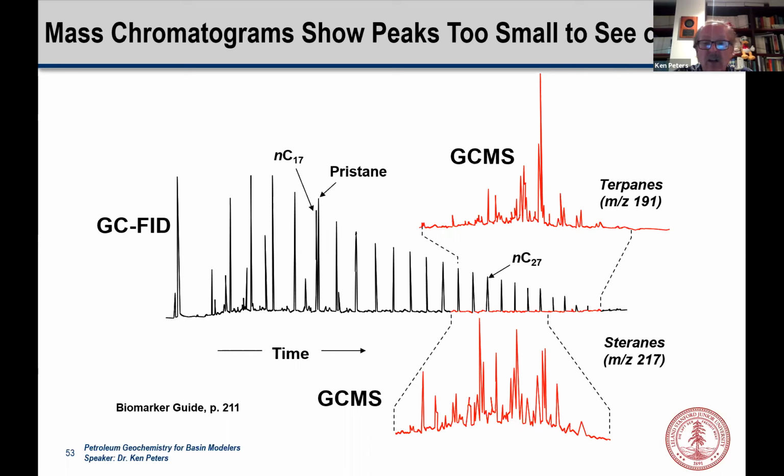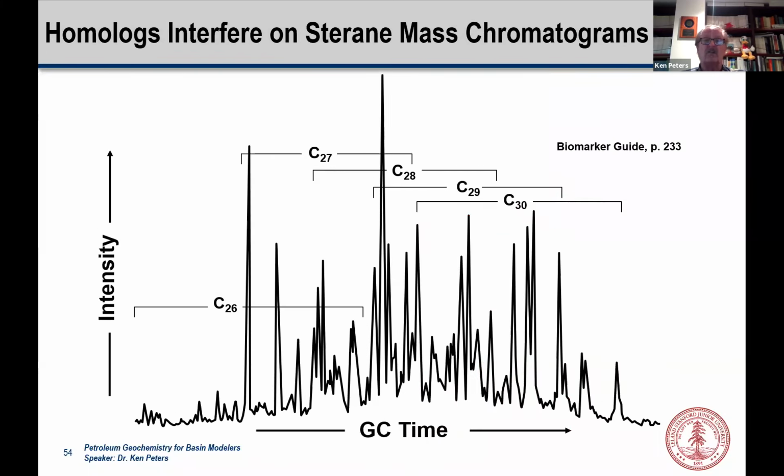And if we look at steranes, M over Z 217, look at all the steranes coming out. Of course, these are lighter than those because they're going through the GC faster. And the same here, we've got terpanes, all kinds of different terpanes coming through, lighter terpanes, heavier terpanes, and we can measure them with a high degree of accuracy.